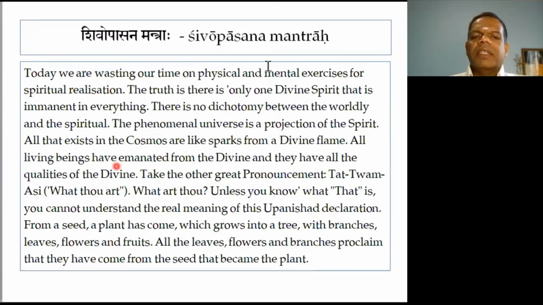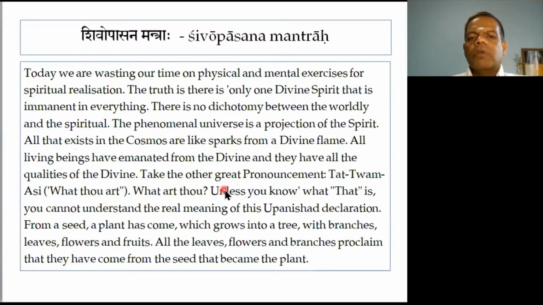All that exists in this cosmos are like sparks from a divine flame. All living beings have emanated from the divine, and they have all the qualities of the divine.